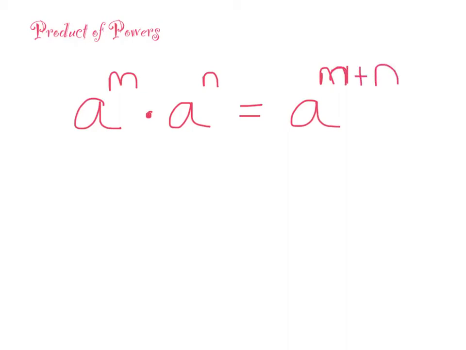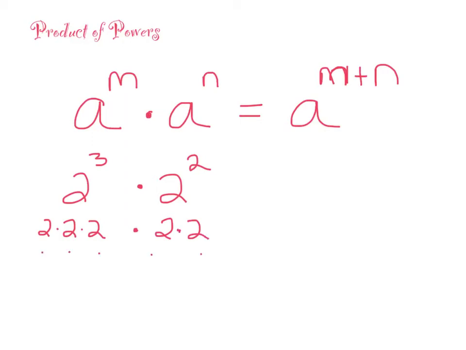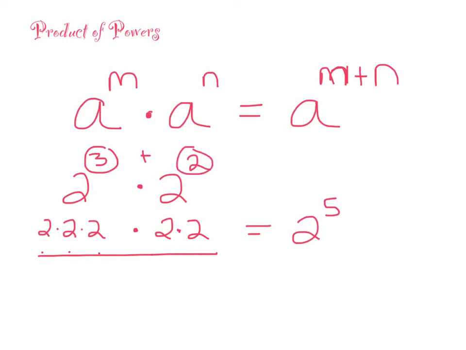For example, if I had 2 cubed times 2 squared. 2 cubed is 2 times 2 times 2. And then we're multiplying this by 2 squared, which is 2 times 2. So that's the same thing as 2 times 2 times 2 times 2 times 2, which is 5 2's, which is 2 to the 5th. Or if we had just added our 3 plus our 2 in the first place, we would have gotten 5.